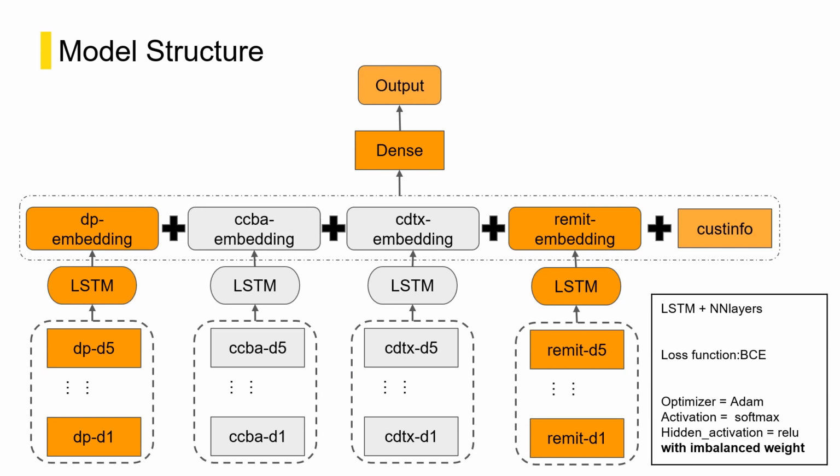As you can see, this is our model structure. We take the last 5 records in the different datasets. Especially in DP, we only take the last 3 days of data. If there is not enough data, we use a padding technique to deal with the missing values. You can see that we concatenate the different embedding data into a dense layer, and then we get our output. Why CCBA and CDTX are not included in this model, we will explain later.